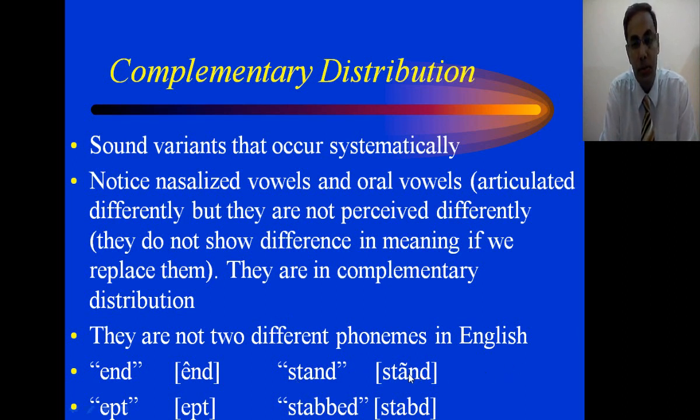Here, the vowel is nasalized because it occurs before the n sound. But here, the a sound occurs before the b sound and is oral. If we exchange the nasalized vowel with the oral vowel, meaning will not change. So they are not different phonemes in English. They are called in complementary distribution. Notice nasalized vowels and oral vowels are articulated differently, but they are not perceived differently. They do not show a difference in meaning.